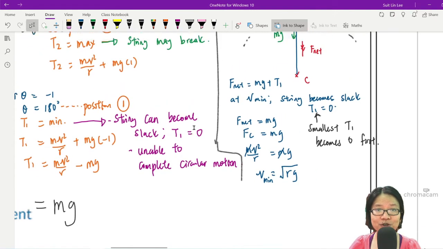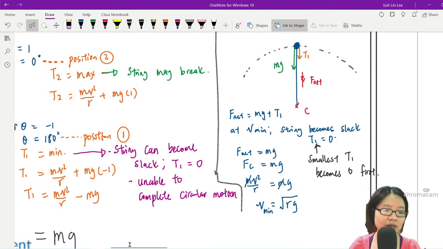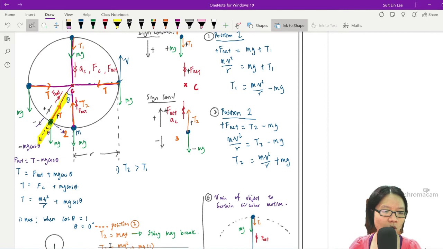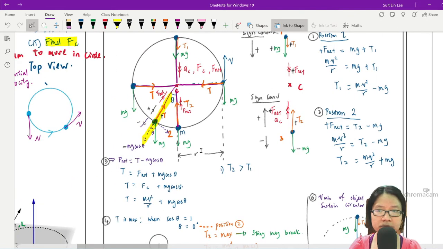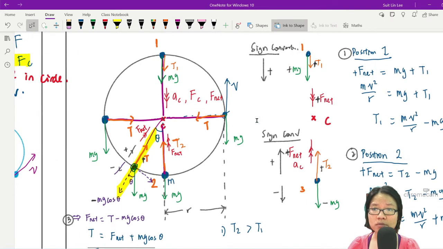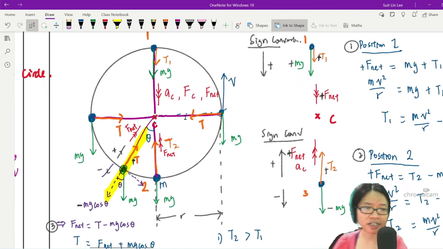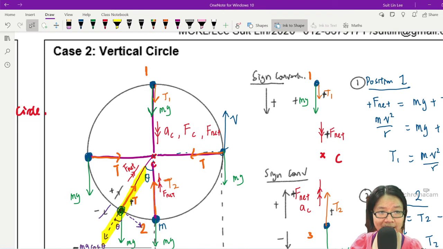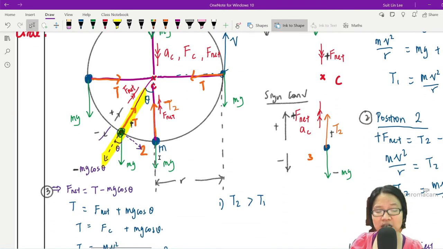Okay, so that is what you need to know when it comes to vertical circle. What is important in vertical circle? Number one, tension is not the same. The whole point here is tension is not the same. Number two, you have to consider the tension point by point. Most of the time in your syllabus, we only care about the highest position where tension is the smallest and the lowest position where tension is the greatest.